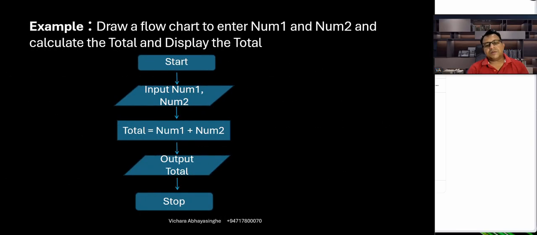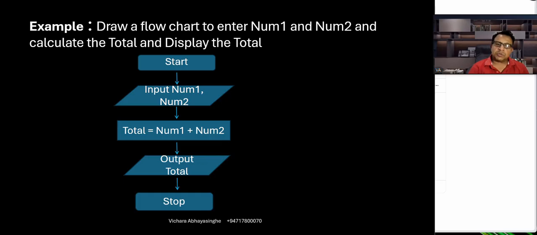Right. This is one example. This is a simple example. Draw a flowchart to enter number 1 and number 2, calculate the total and display the total. So start, as I mentioned, that is the particular symbol. We have to definitely write start in the box. Then input num1, num2. We can separate by comma, but you can't mention 'and' or any symbol there.